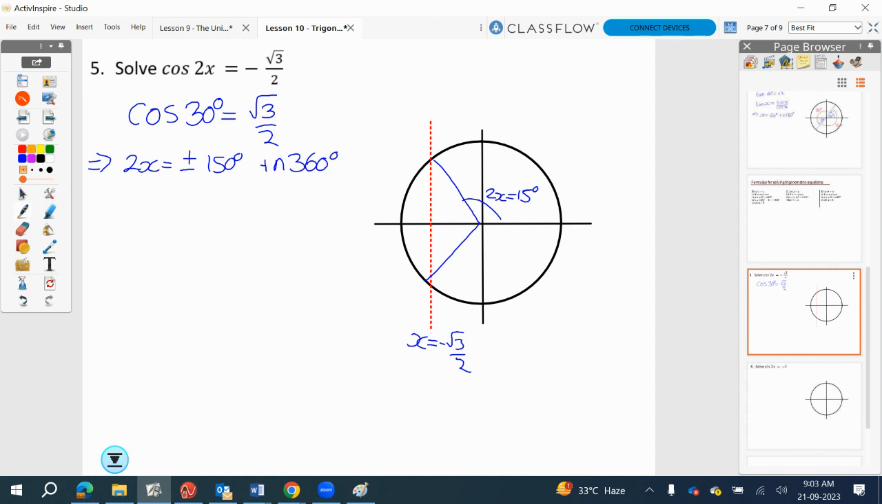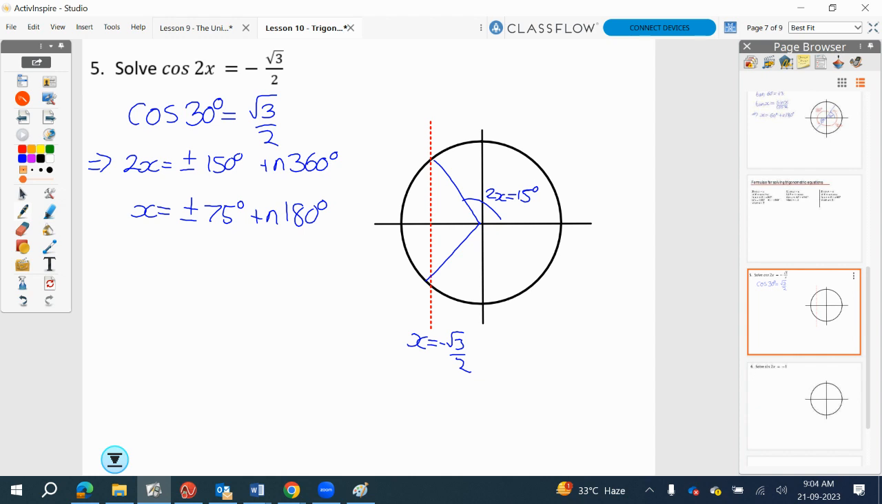We're not home yet. Let me just check I'm getting this right. Yeah, 30 degrees, 150. Yep, I'm good. So what we need to do is find x. That means x is equal to plus minus 75 degrees plus n 180. We have to divide through by 2 everything.